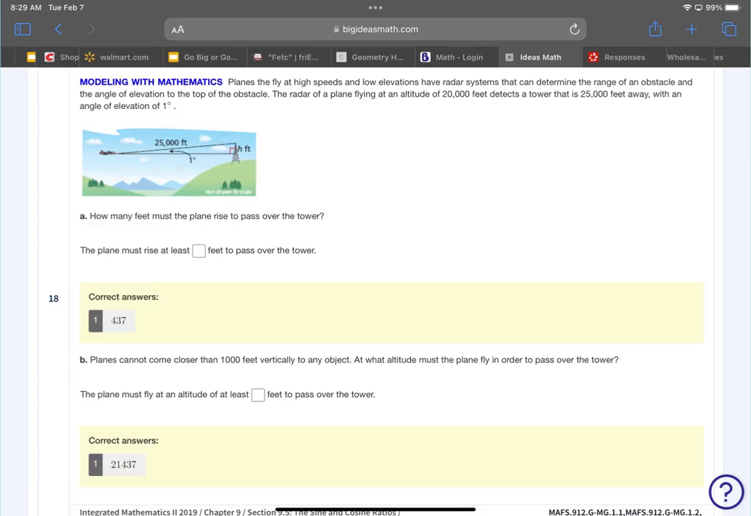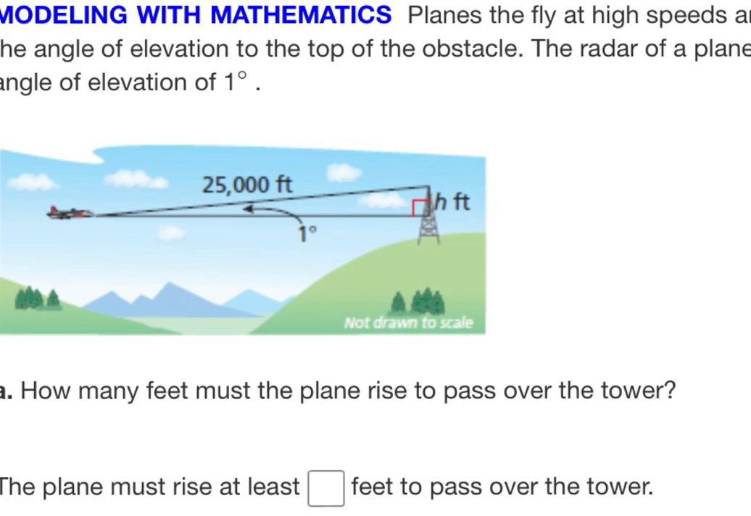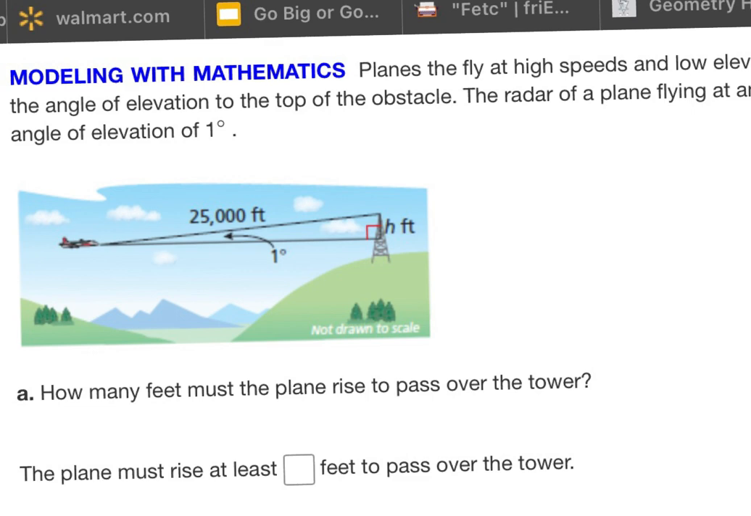All right, this was 18. So it says planes that fly at high speeds and low elevations have radar systems that can determine the range of an obstacle and the angle of elevation to the top of the obstacle. The radar of the plane flying at an altitude of 20,000 feet detects a tower that's 25,000 feet away with an angle of elevation of 1. How many feet must the plane rise to pass over the tower? So if it's already at, what is it? 20,000 feet.